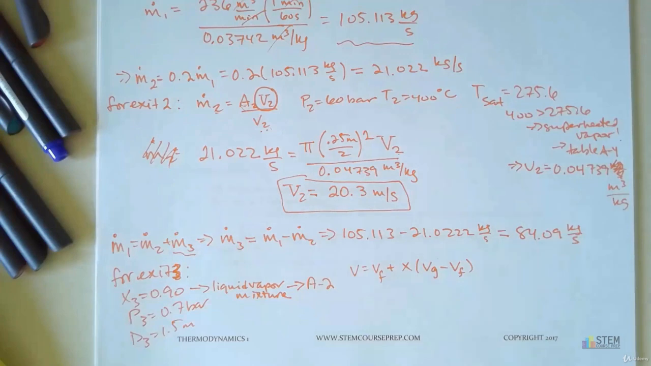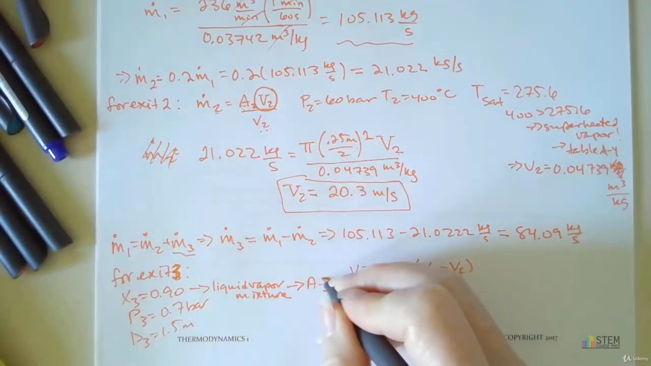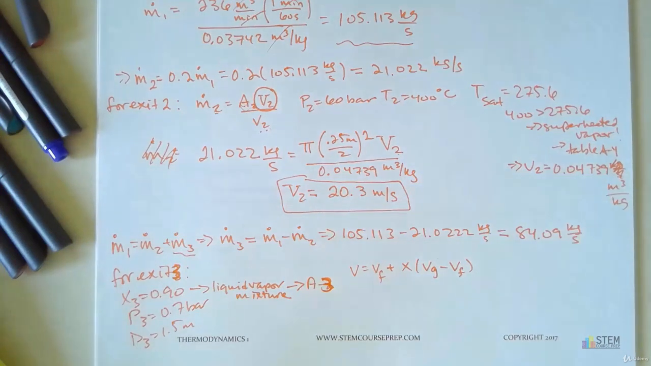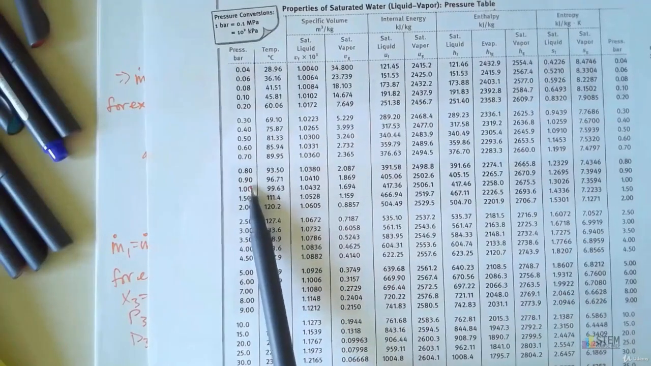And let me find that table. I've got tables everywhere. So we are at a pressure of 0.7 bar, and that's what we know. Actually, we want to use table A3. A2 is the temperature table. We don't have the temperature, so let's go to A3. A3 is the one with the pressure in the first column. So with 0.7, here we are.